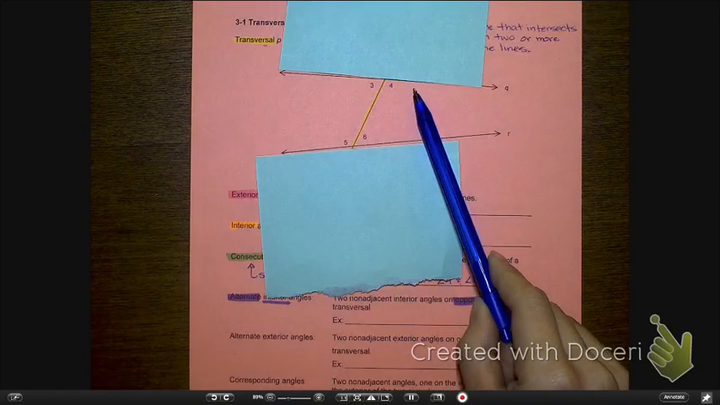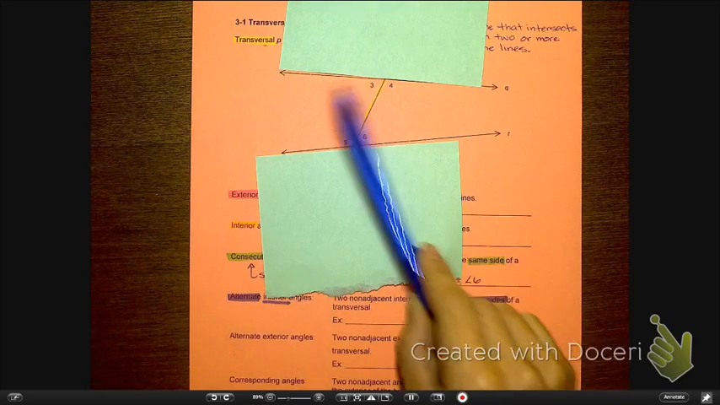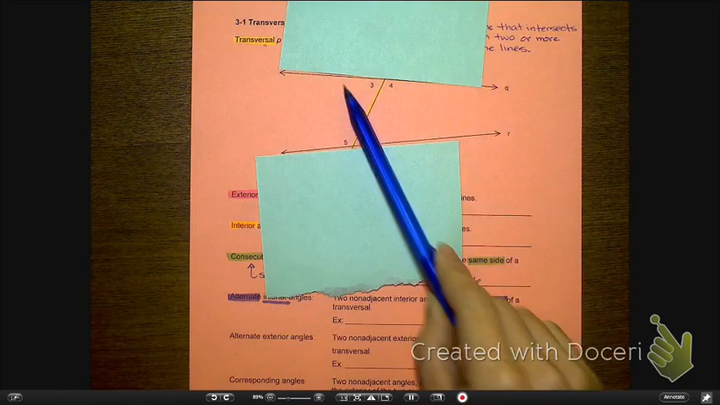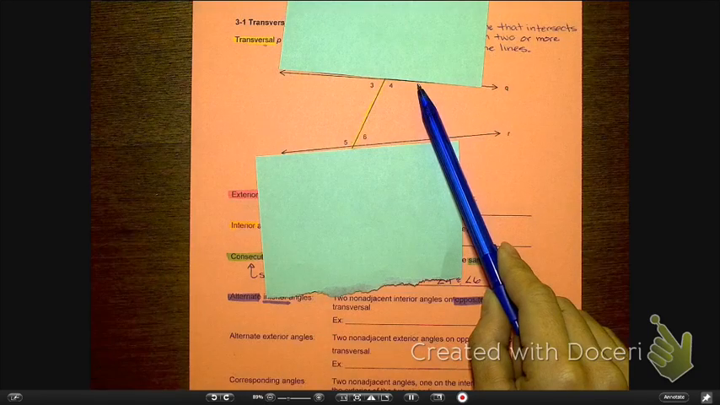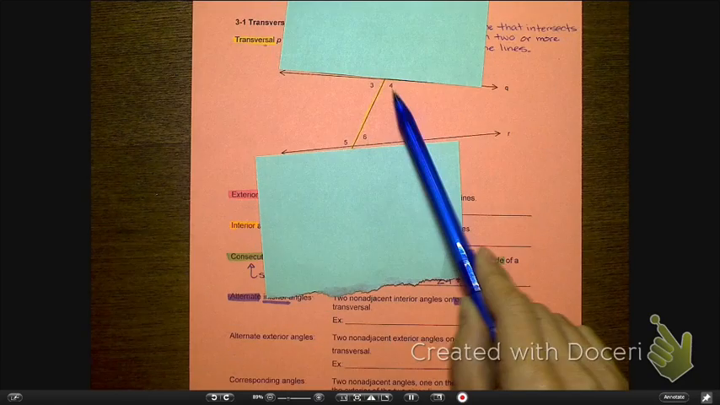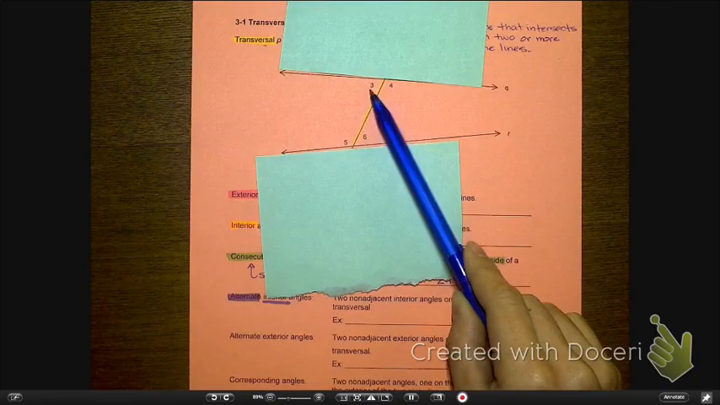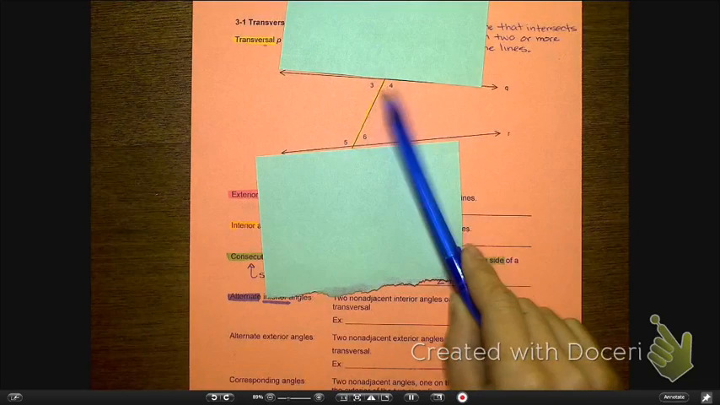Do you guys remember what two angles that are adjacent, sharing a common side, and make a straight line, making 180 degrees are called? They're supplementary, but they have another name. Linear pair, right? So 3 and 4 are a linear pair. We wouldn't call these alternate interior angles, okay? Because they already have a name. That name is linear pair.